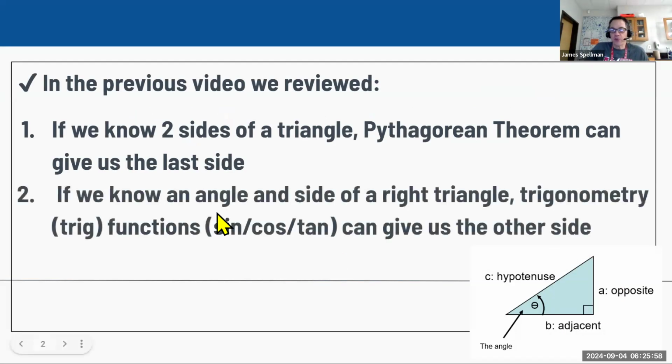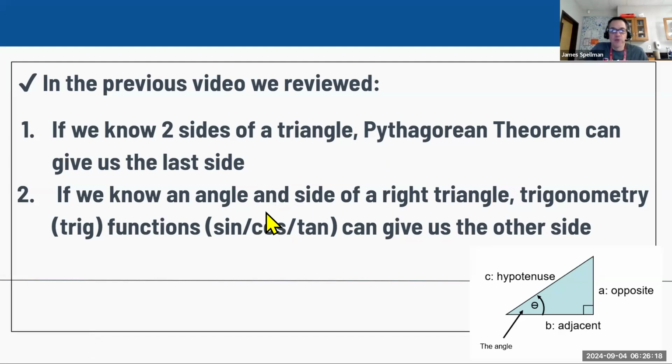We also said if we know an angle and one of the sides, in addition to the 90 degree, which we always know, we can use a trig function, sine, cosine, tangent, to give us the other side that we're trying to find out. And then if we know two sides of a triangle, we could then use the Pythagorean theorem to find the last if we needed to. So these are always helpful.